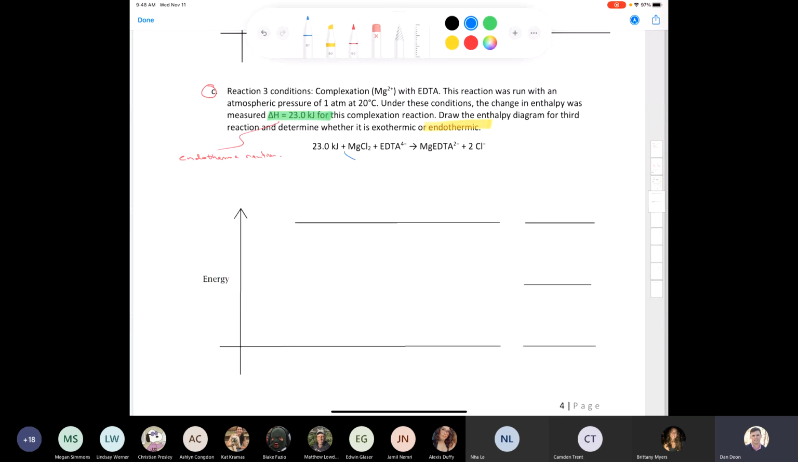Look, there's a certain amount of energy associated with the reactants, and there's a certain amount of energy associated with the products. Well, in order to balance this out in terms of energy, you have to add energy to the reactants in order for them to have the same amount of energy as the product. So that tells you these reactants are lower in energy. So that means that our reactants in this case are going to be down here. So we'll put MgCl2 plus EDTA. Okay, so these are our reactants.